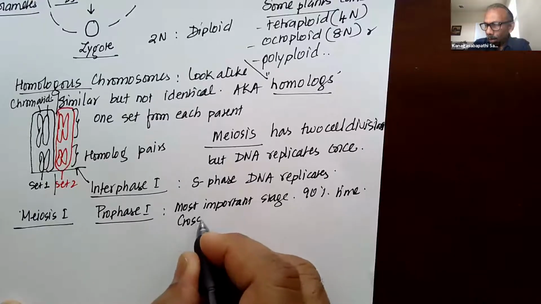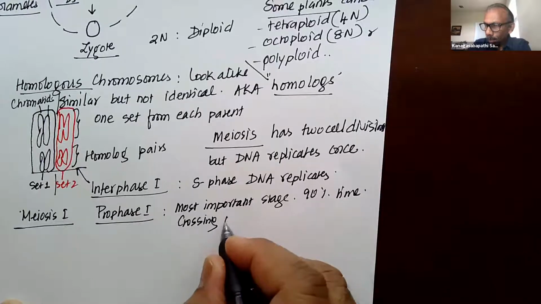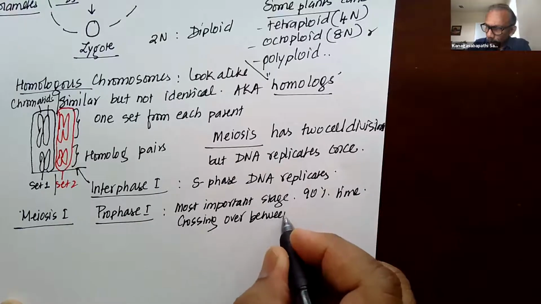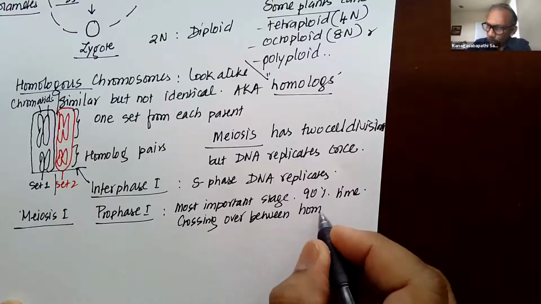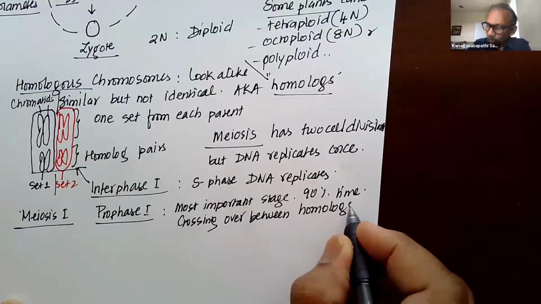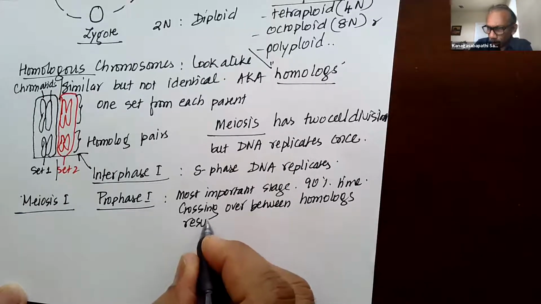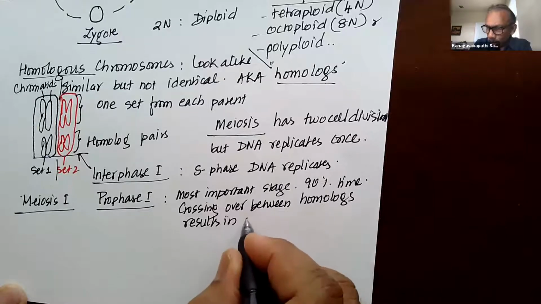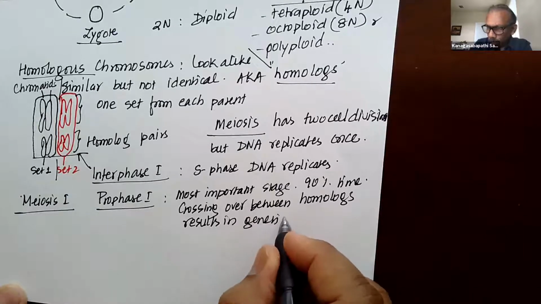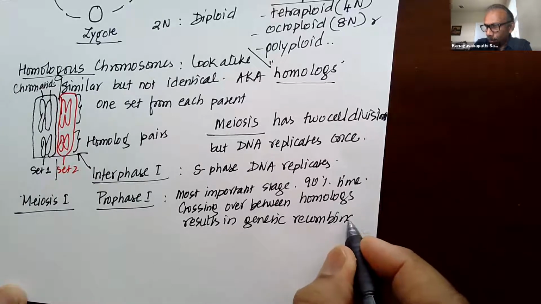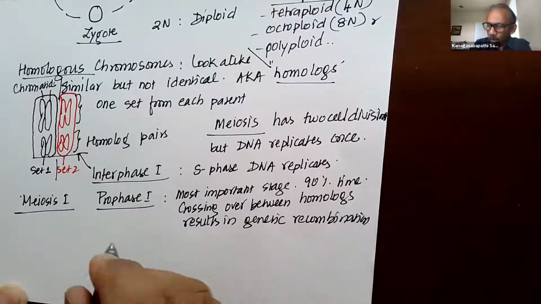Crossing over occurs between homologs. So the homologous chromosomes exchange genetic material, and it results in genetic recombination. Okay. So how does that work?